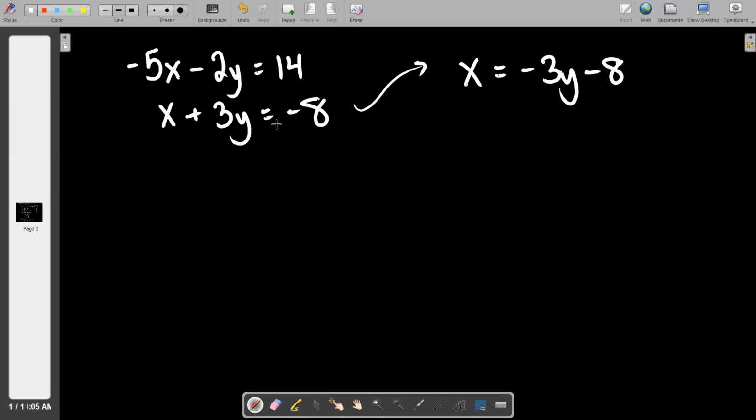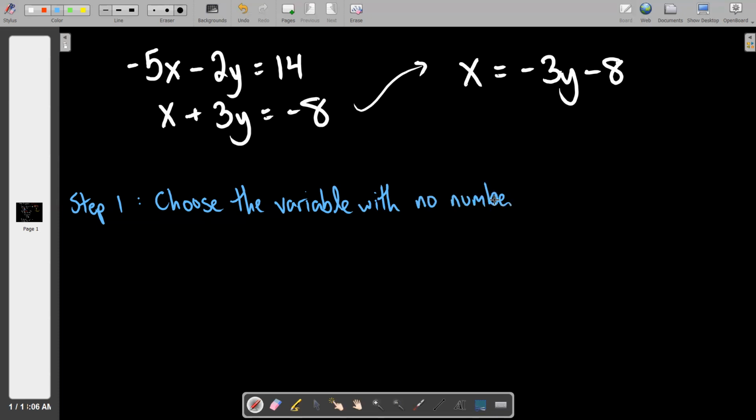Good. So let's make some steps here. Do you guys like steps? Yeah, okay, let's do step 1. Let's do this. Choose the variable with no number. Does that make sense if we just write it like that? Yeah. Comma, and get it by itself.